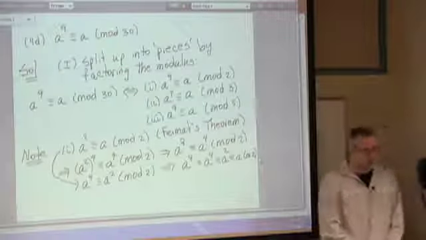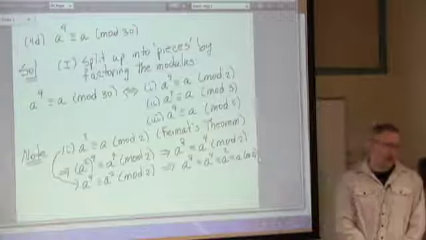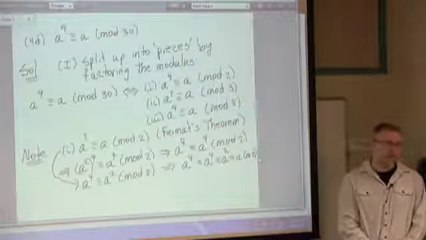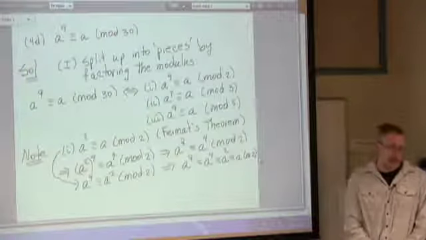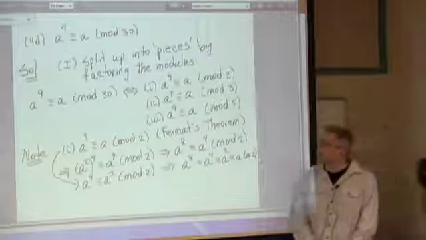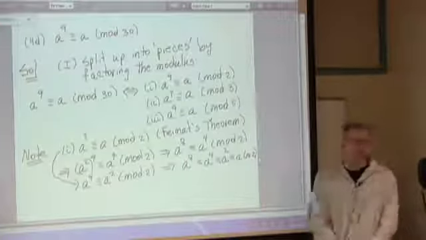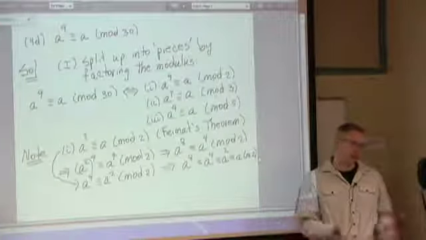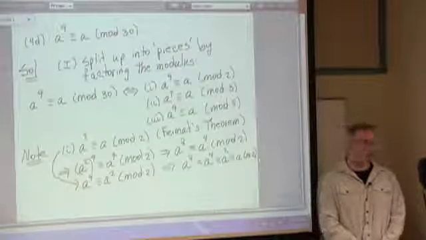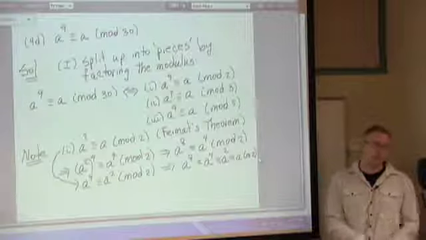Okay, so I'm going to leave you to finish this yourself. But how do you do the mod 3 and the mod 5? It's the same thing. For the 3, just use the fact that a cubed is congruent to a by Fermat's theorem. And for 5, a to the 5th is congruent to a. You just kind of mess with it, and it just falls out. And once you get all those 3 parts, then you get what you're looking for.